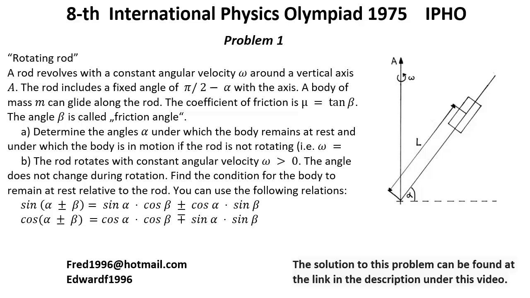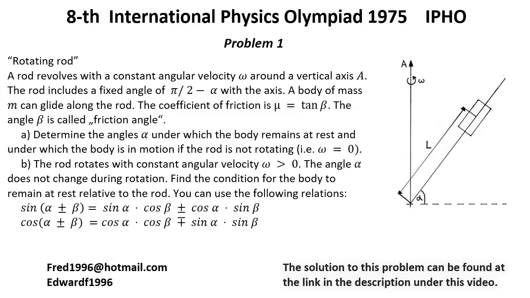Question A. Determine the angles alpha under which the body remains at rest and under which the body is in motion if the rod is not rotating. It means omega equals 0. Question B. The rod rotates with a constant angular velocity omega greater than 0. The angle alpha does not change during rotation. Find the condition for the body to remain at rest relative to the rod. You can use the following relations.